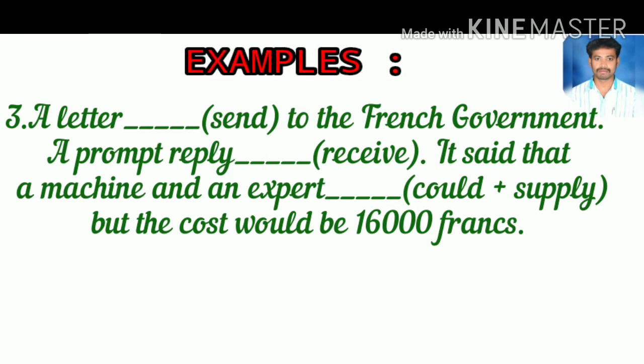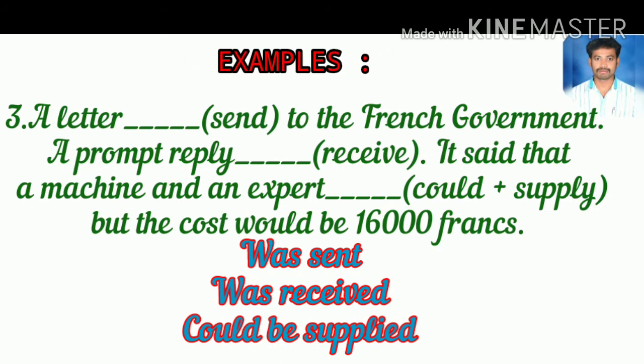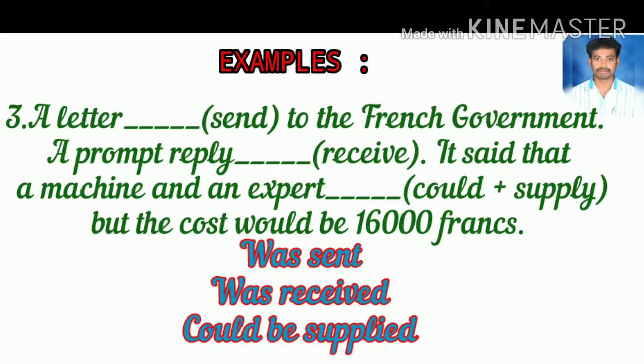It said that a machine and an expert, here there is a modal auxiliary verb, so we need not give any importance to the subject. That's why I want to use the same modal auxiliary verb, could, and then be, and then supplied: could be supplied. Have you understood this one? Yes. Okay, so we'll come to the next one, the fourth one.